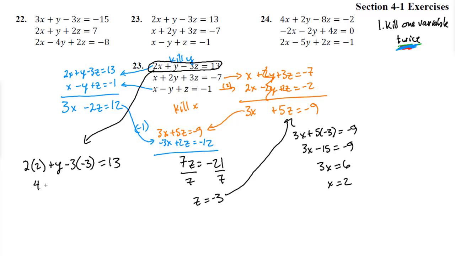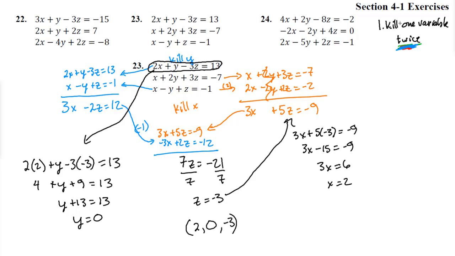So we get 4 plus y plus 9. That's minus 3 times a minus 3 equals 13. And we get 4 and 9. y plus 13 equals 13. y equals 0. Is that correct? We get x is 2, y is 0, z is negative 3.